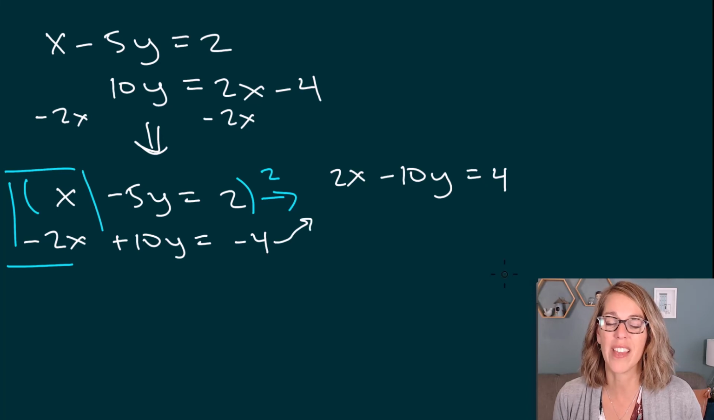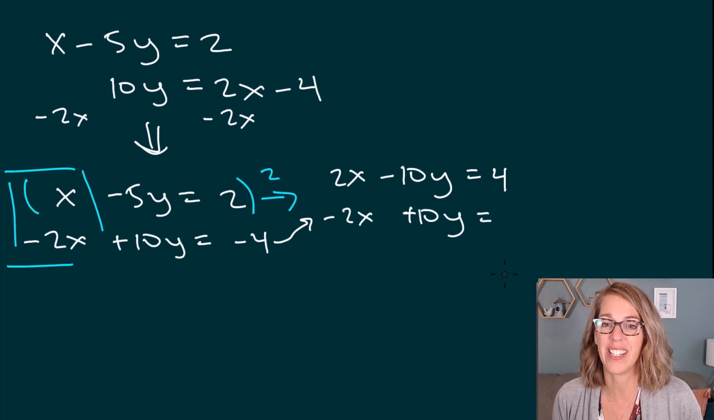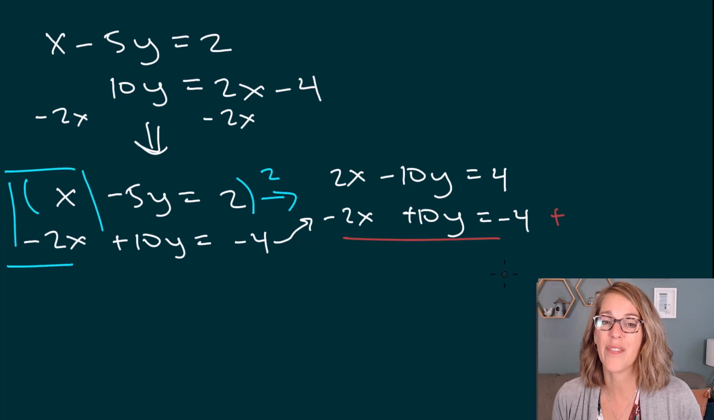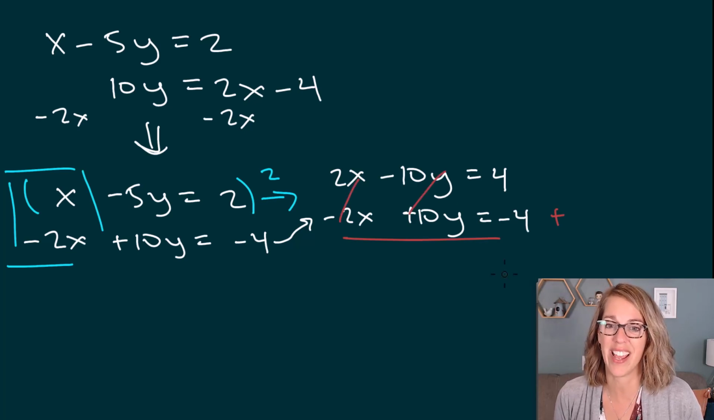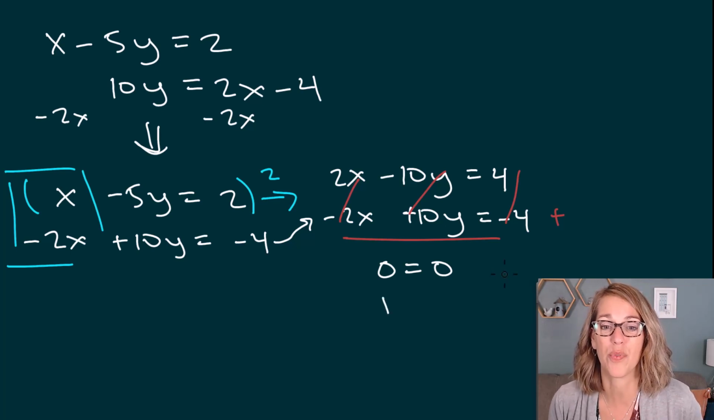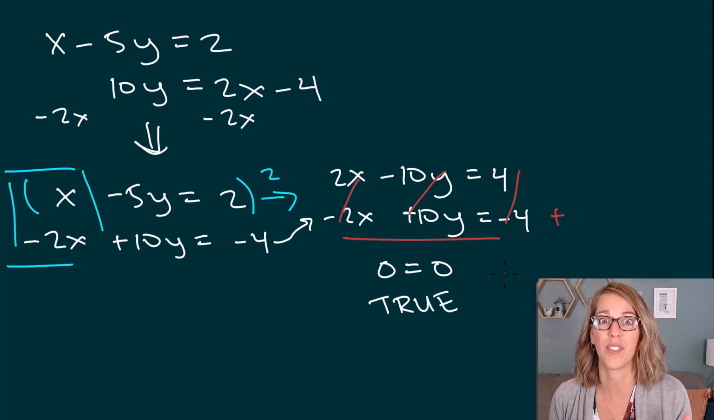I'm just going to bring that second equation over and look what happens. I get negative 2x plus 10y is equal to negative 4. This time when I add things together, everything eliminates. I get 0 is equal to 0. That means no matter what I put into this equation, no matter what xy pairs, it's going to make this one true. So this is true for all of the xy pairs in both of these lines.